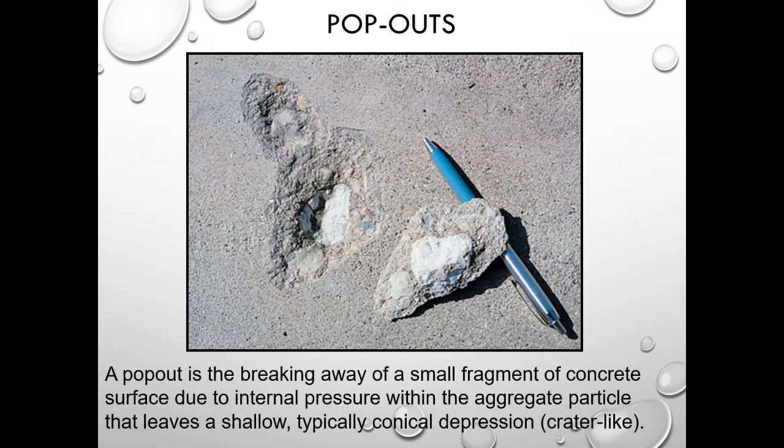Another distress of pavements that can be caused by the type of aggregates is pop-outs. You can see in this slide that a crater-like depression is formed when the surface pops out. And typically when you look at it, you can see that there's an aggregate particle in the bottom of that crater. Typically, this is caused by low-density aggregates that have high absorptive rates. And when they have high absorptive rates, they take on moisture quicker and they'll expand. We can define that as a breaking away of a small fragment of concrete surface due to internal pressure within the aggregate particle. Some of the low-density aggregates we looked at were shales and cherts, and those are aggregates that are not suitable for concrete.